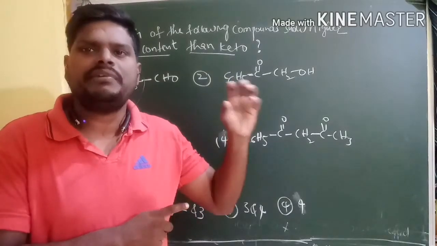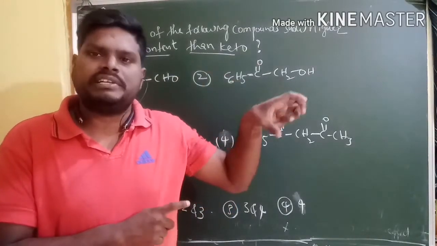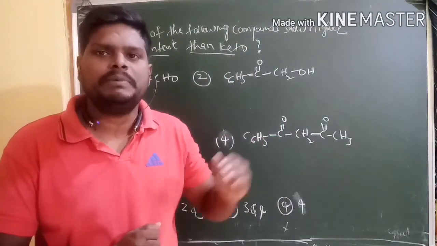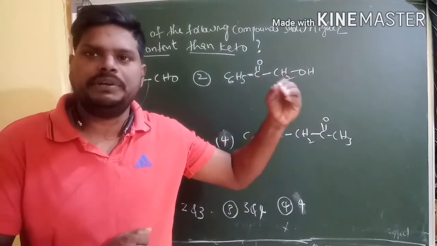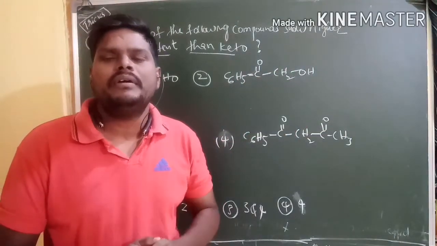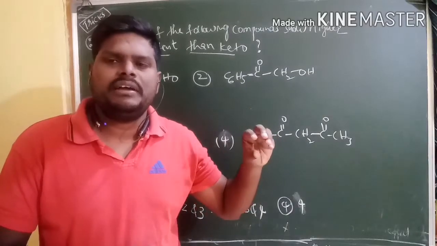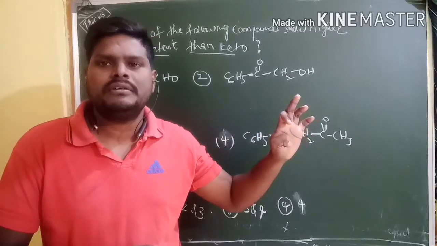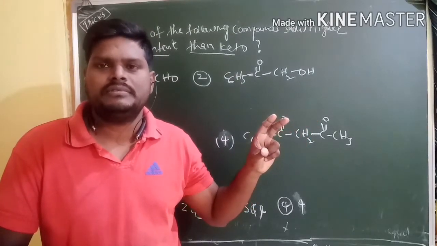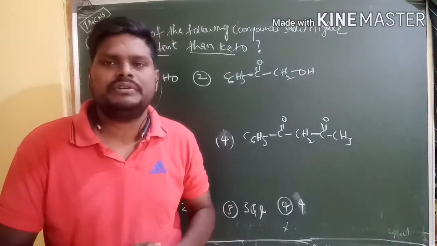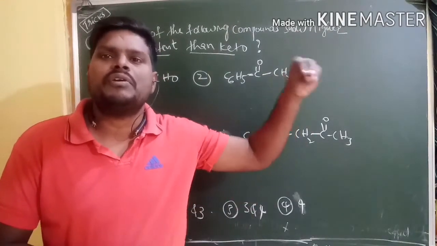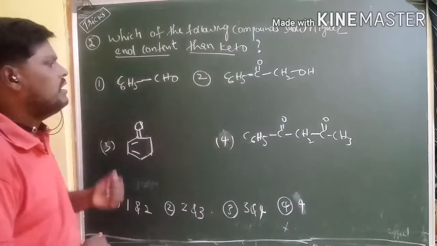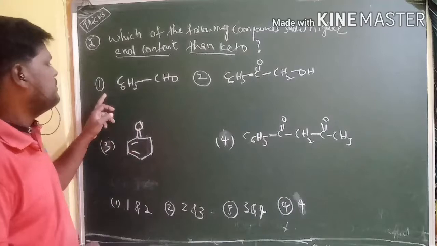These five factors affect the percentage of enol content, that means a more stable enol form. But among these five, resonance effect, hydrogen bonding and aromatic nature are very, very important to increase the enol content percentage over the keto form. So let us check whether it is possible or not. Let me take the first compound here.